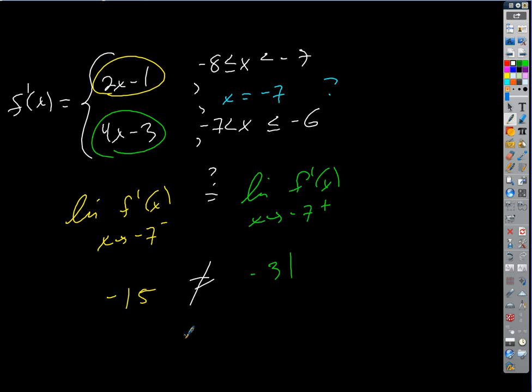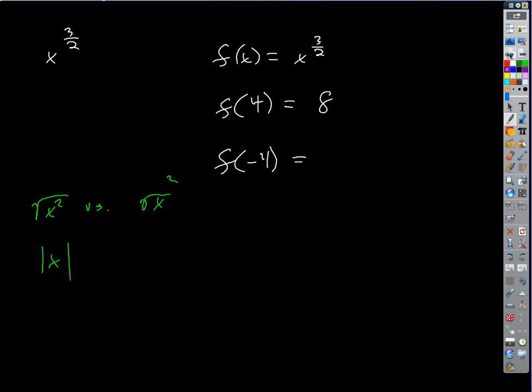So what do we got going? Two different slopes. From the left, I'm getting a negative 15. From the right, I'm getting negative 31. And so they meet up at a sharp corner. And so the answer is in here. There's no derivative at x equals negative 7. They don't meet up. So what's the answer to the question then?